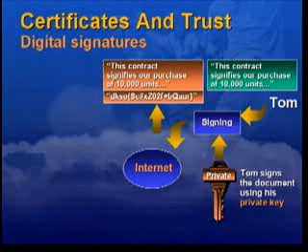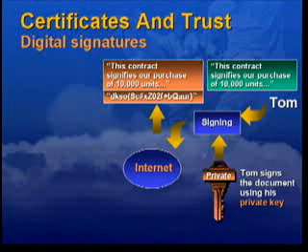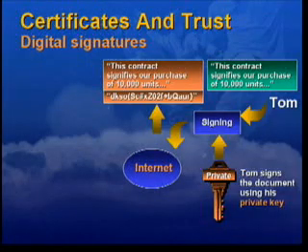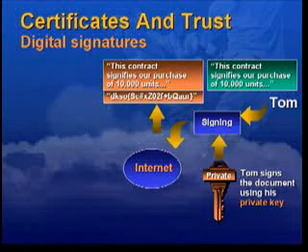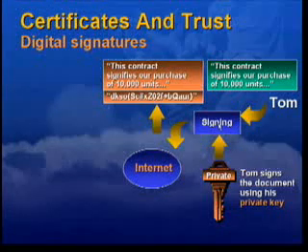Let's say Tom wants to send a message to Joe. Let's say he has a contract that he wants to send to Joe, and he wants to make sure that that contract is not modified in transit. So what Tom does is Tom signs this file, and by signing, it means using a hash algorithm.